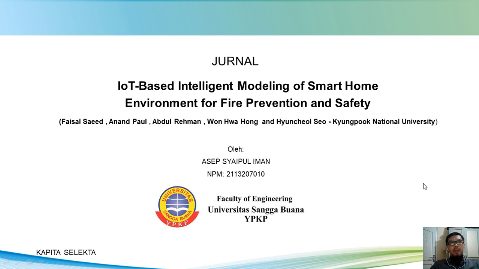At this time, I will be presenting an international journal from Kyungpook National University with the title IoT-Based Intelligent Modeling of Smart Home Environment for Fire Prevention and Safety.